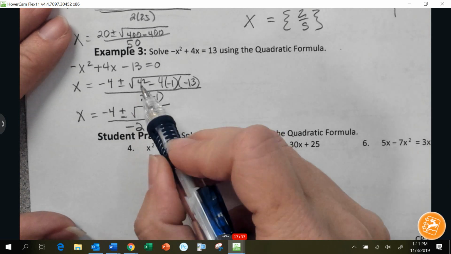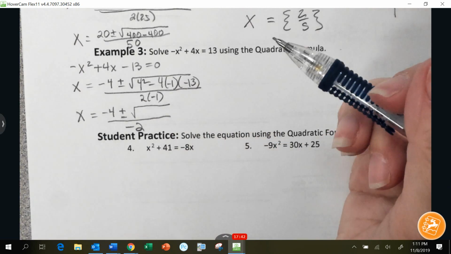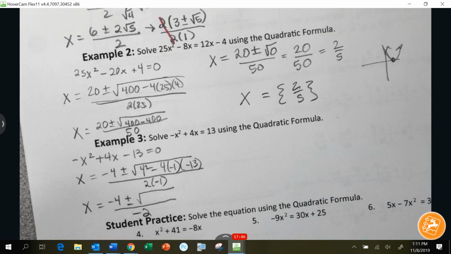Okay. So we got 16. We're subtracting 52, so we got 16 minus 52, negative 36.